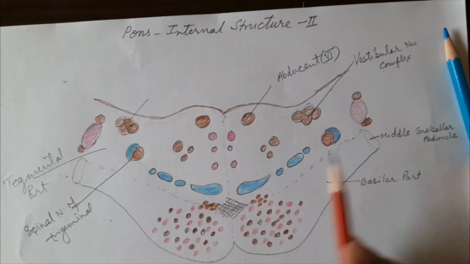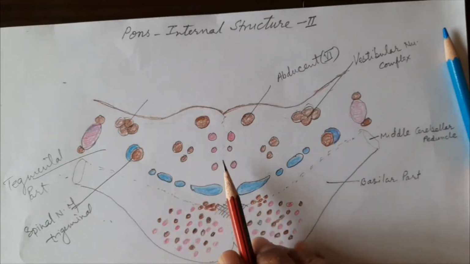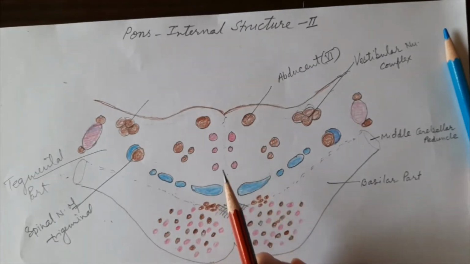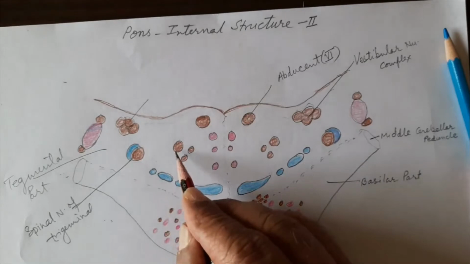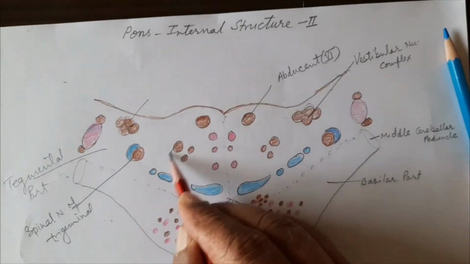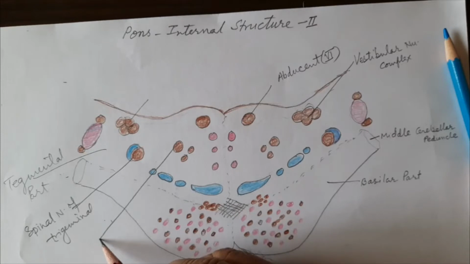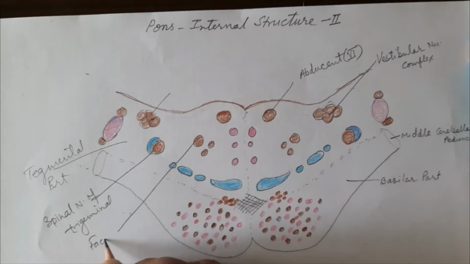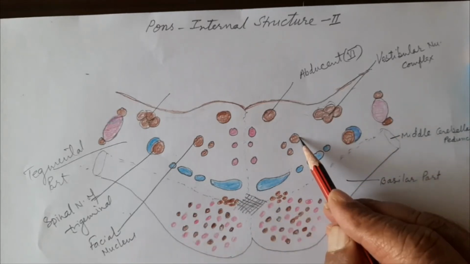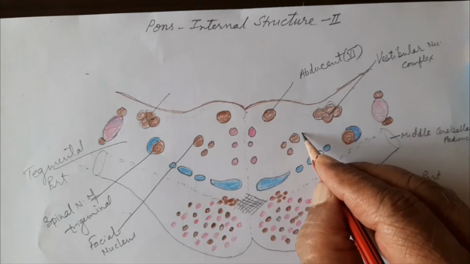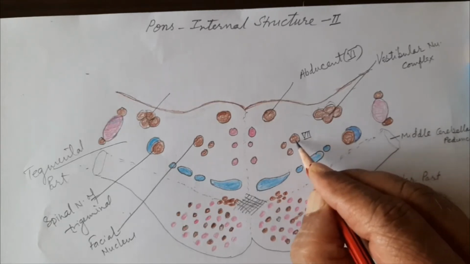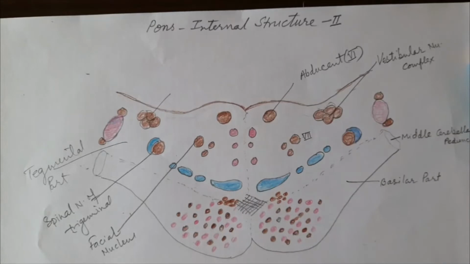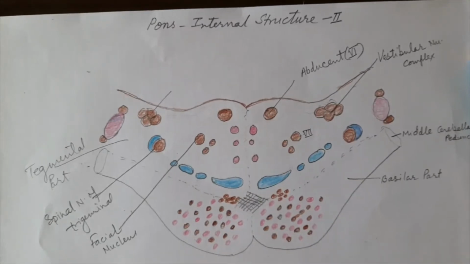The second deeper nucleus is the facial nucleus. This nucleus, located quite deep inside, is the facial nerve nucleus, that is the seventh cranial nerve motor nucleus. So I will put it here as the fifth, sixth and seventh cranial nerve nuclei. The facial nucleus is here.